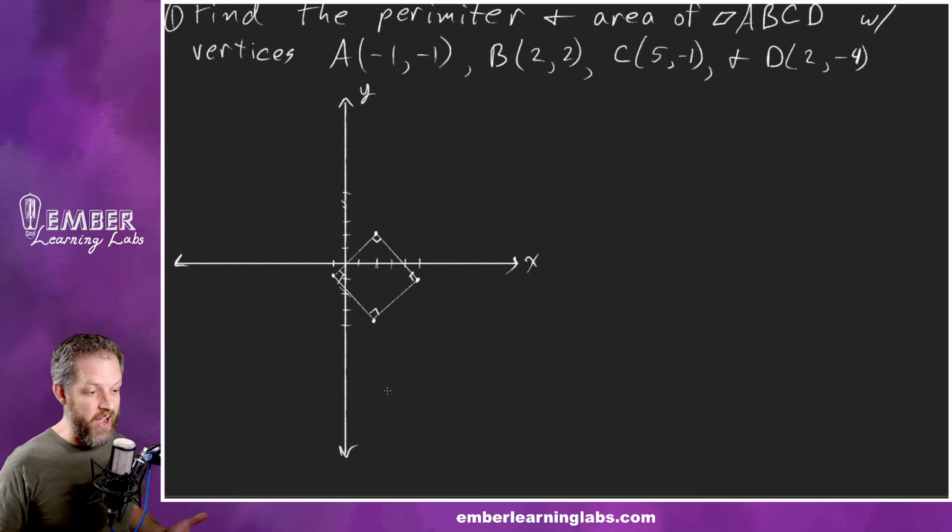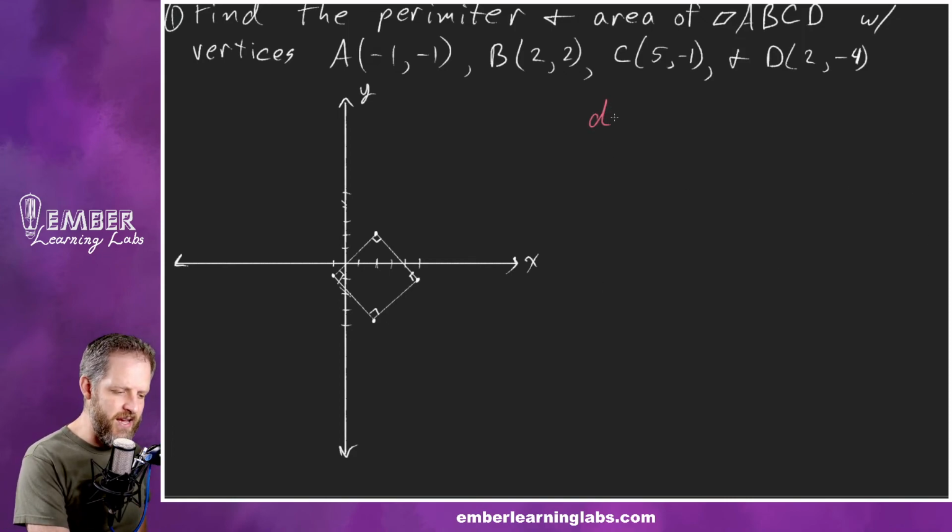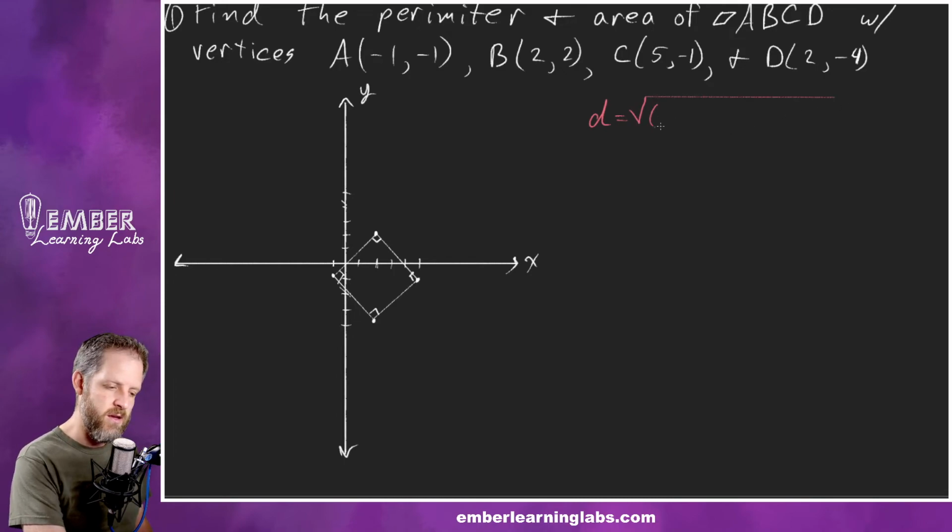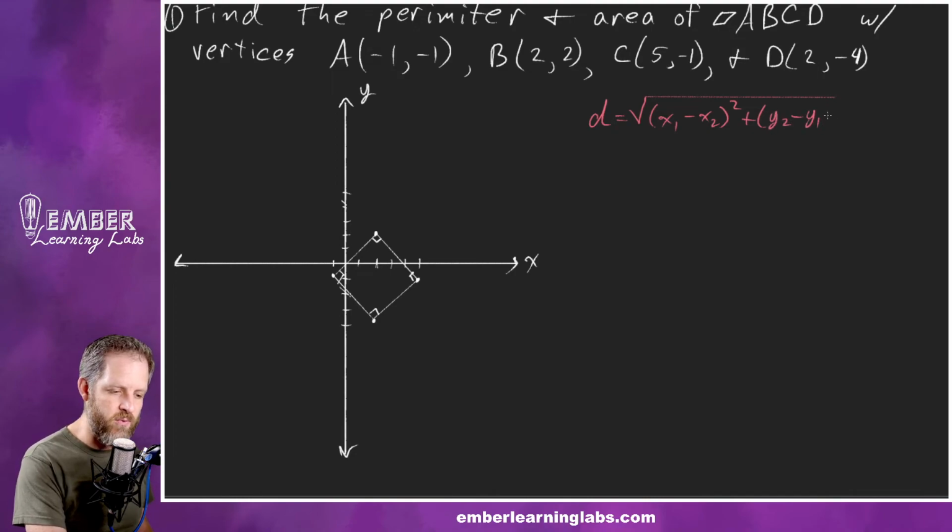Now, how do we find the length between 2 points? Well, luckily for you and me and us, we just reminded ourselves or learned brand new about the distance formula. So we just need to find the distance between a couple of points. So the distance formula is D equals the square root of x1 minus x2 squared plus y2 minus y1 quantity squared. I mixed those up, but it doesn't matter.